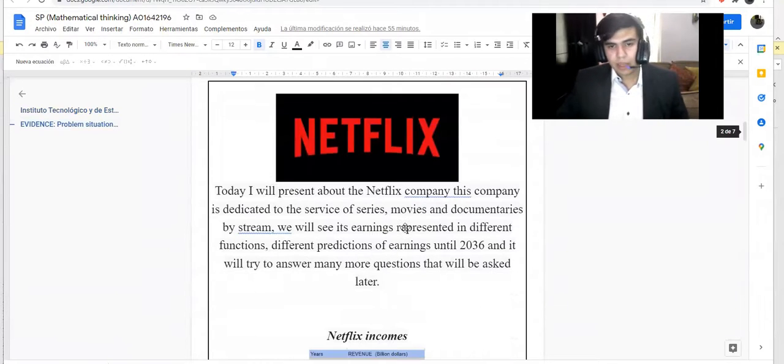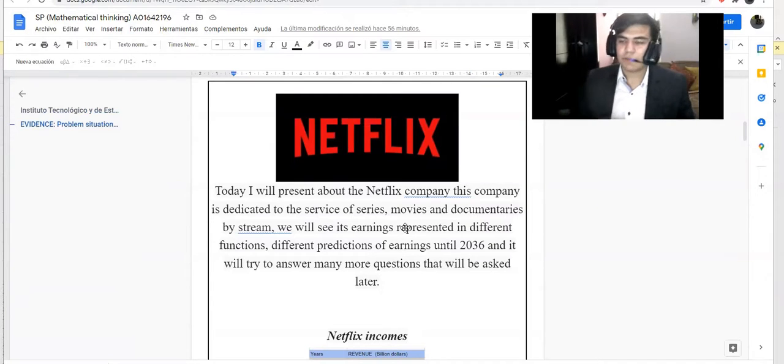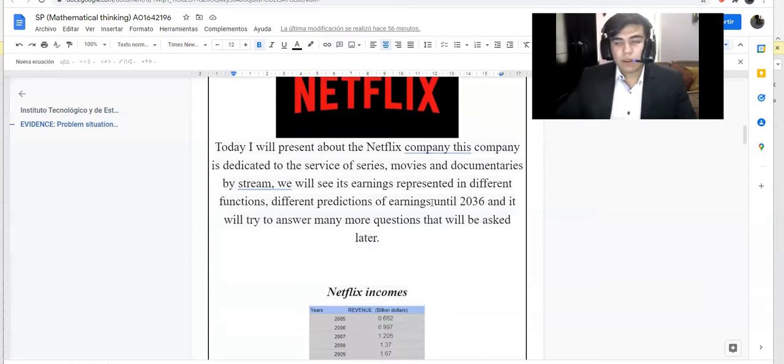Well, today we are going to talk about Netflix. This company is dedicated to the service of series, movies, and documentaries on its own streaming platform. Today, we're going to see its earnings, its revenue from 2005 to 2036. We're going to predict the revenue of this company with different functions.